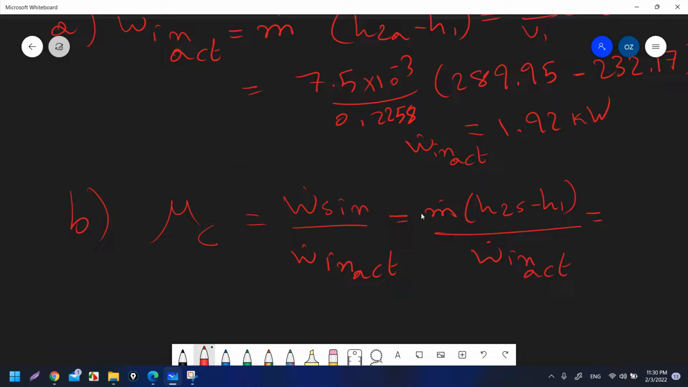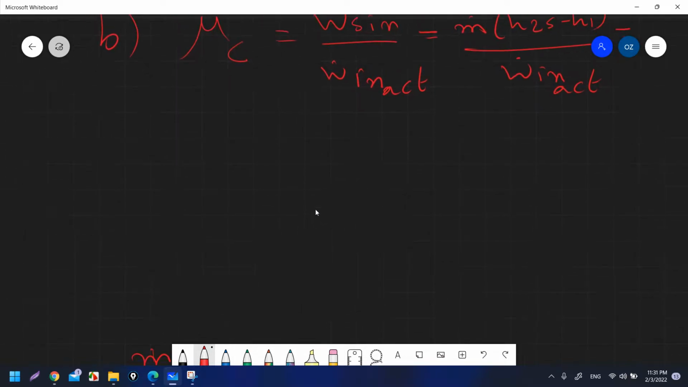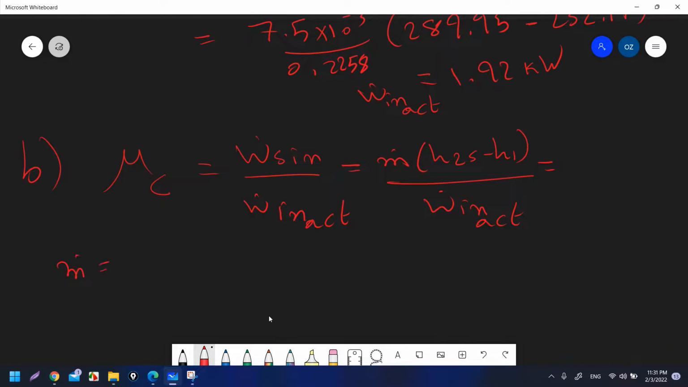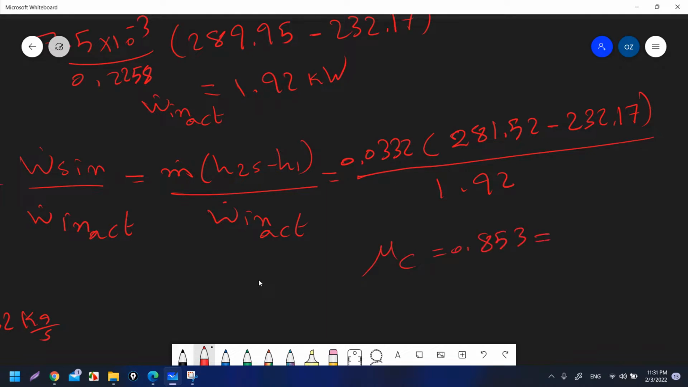Let's find m dot. No need to write every time: V dot over specific volume. So m dot is 7.5 times 10 to the power negative 3, the volume flow rate, over the specific volume 0.2258. This will give you m dot 0.0332 kilogram per second. So 0.0332 times 281.52 minus 232.17, over 1.92, and this will give you 0.853, which is equal to 85.3%.